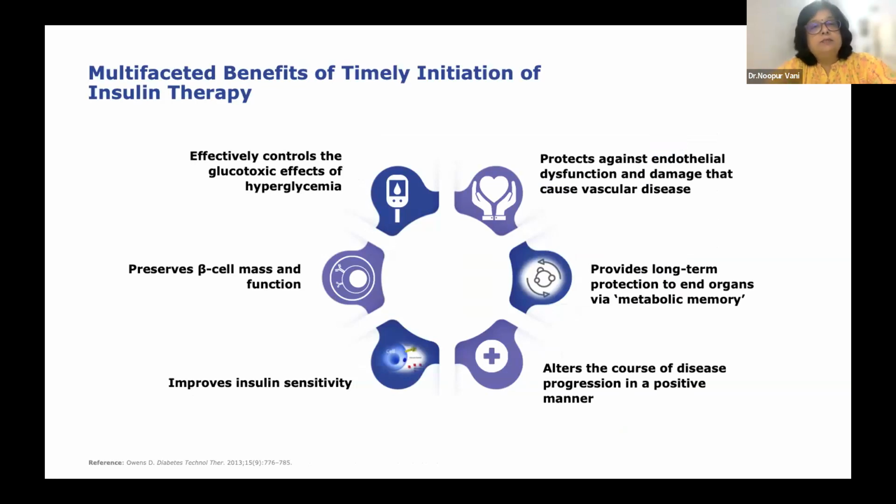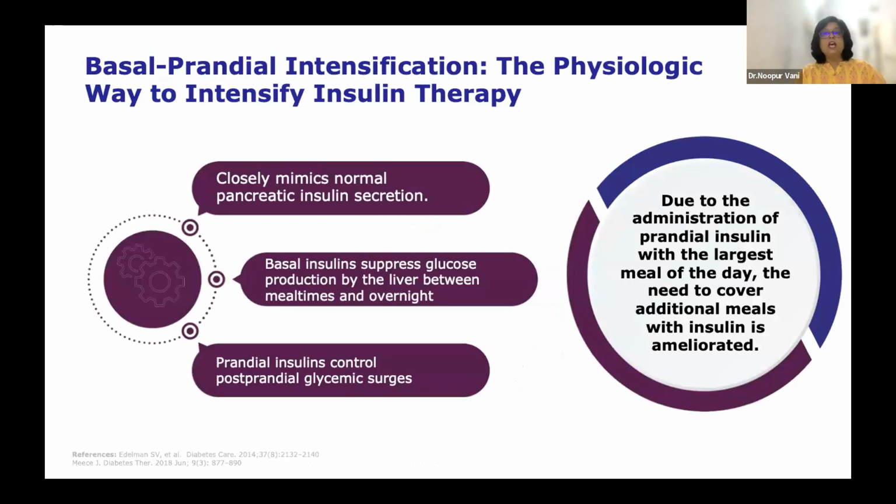The multifaceted benefits of timely initiation of insulin therapy. First of all, what we aim for is to preserve the beta cell mass and function, and prevent the glucotoxic effects of hyperglycemia. It protects against endothelial dysfunction and vascular damage, and of course it alters the course of the disease progression in a positive manner, and also it tends to increase insulin sensitivity. So we have a number of good points towards insulin initiation.